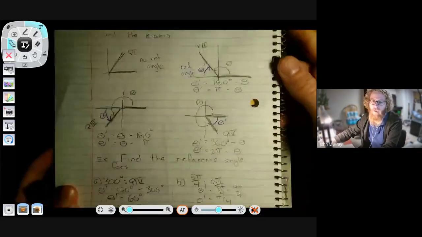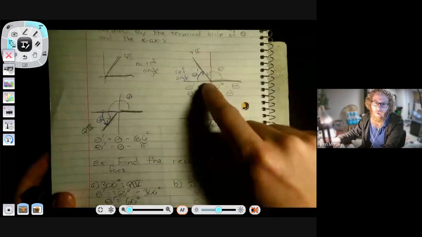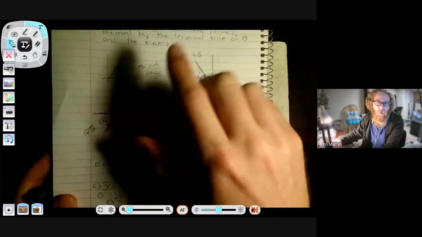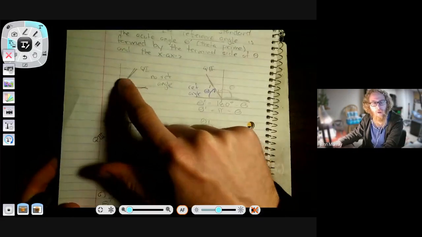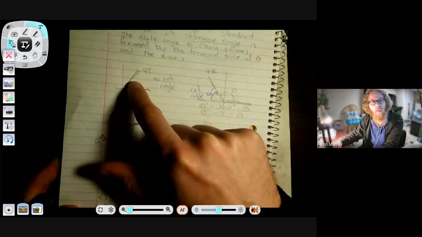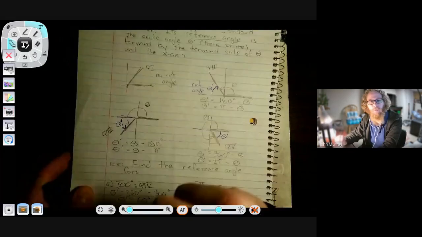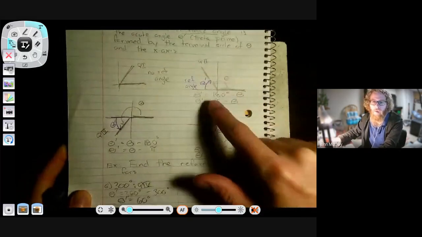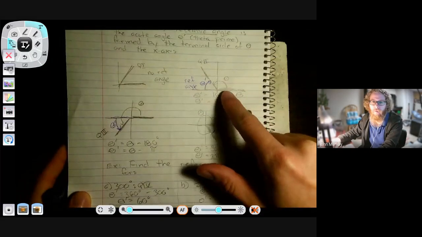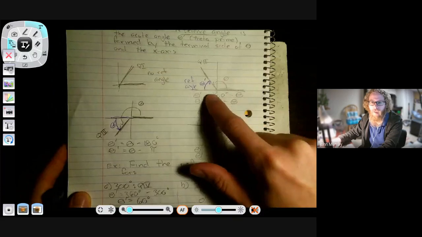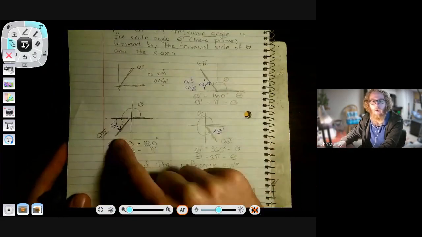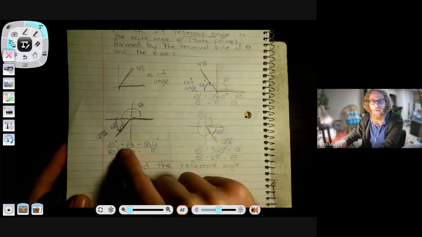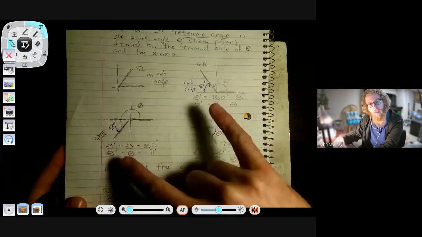Okay, remember we had 3 situations. If it's in the first quadrant, we don't do anything. There's no reference angle. It is whatever it is, right? So anywhere between 0 and 90 or between 0 and pi over 2. In quadrant 2, the reference angle is 180 minus what our angle is. In quadrant 3, we subtract it from 180, right?